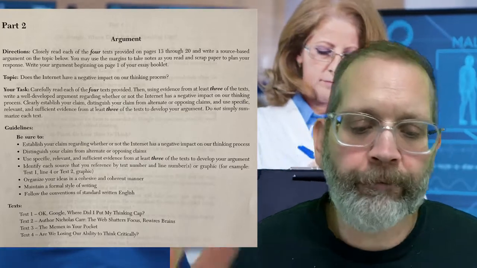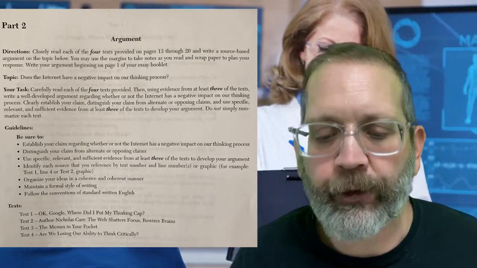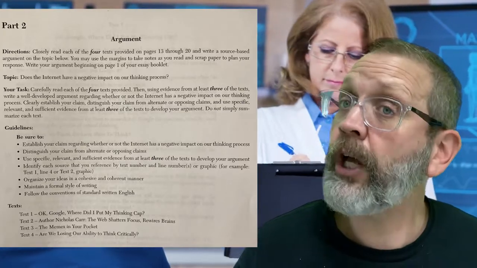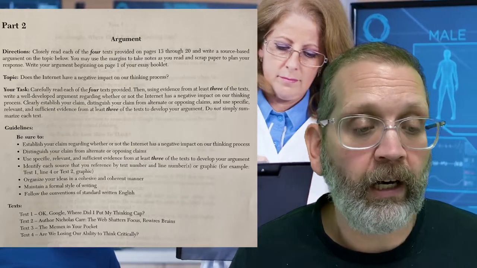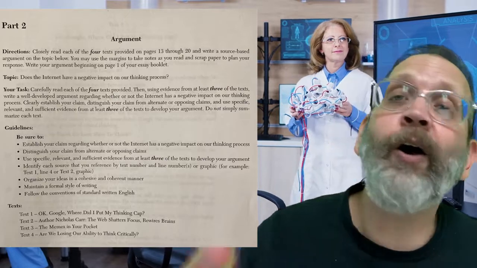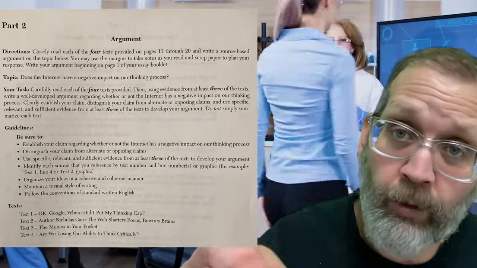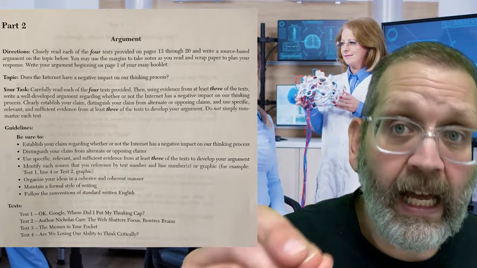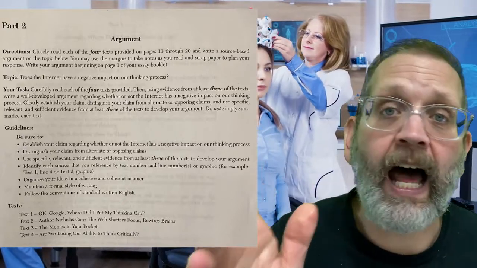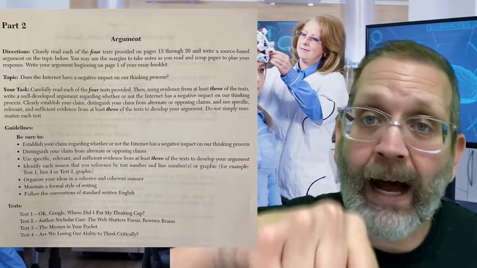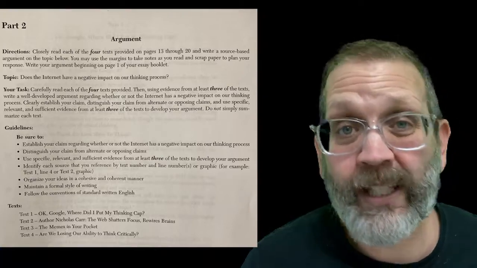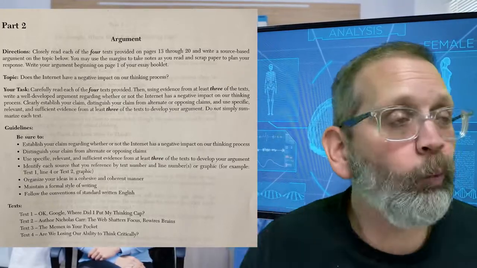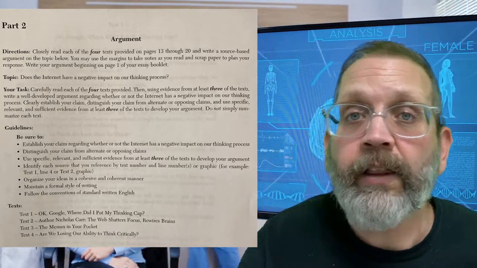Closely read each of the 4 texts provided on pages 13 through 20 and read a source-based argument on the topic below. What's a source-based argument? All that means is that if you have outside information, prior knowledge, any of that kind of stuff about the topic that they want you to write about, the state doesn't really care. They don't really want you to bring it in.